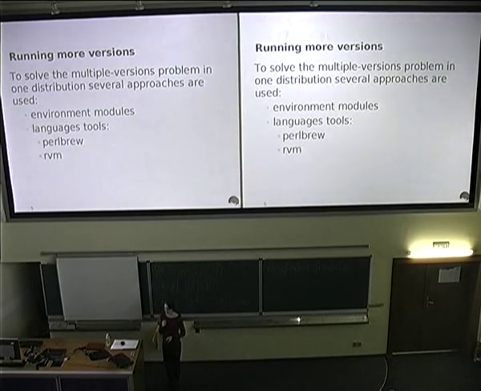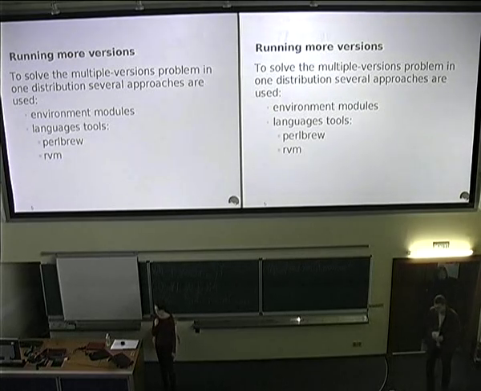There are also different approaches to solving the problem of multiple versions of the same software. Environment modules have been used for a long time. They are usually used with NFS shares, so you probably have the same problem as you have with symlinks and NFS. There also exist specific tools for languages like Perl Brew or RVM, and probably more languages.